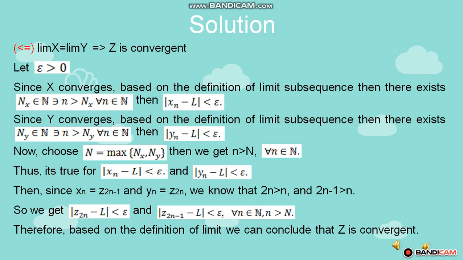Then, since xn is the odd part of z and yn is the even part of z, we know that 2n is clearly greater than n and 2n minus 1 is greater than n also. So we get the absolute value of z2n minus L is less than epsilon and the absolute value of z2n-1 minus L is less than epsilon also, for every n element of natural numbers and n greater than big N. Therefore, based on the definition of limit, we can conclude that z is convergent.